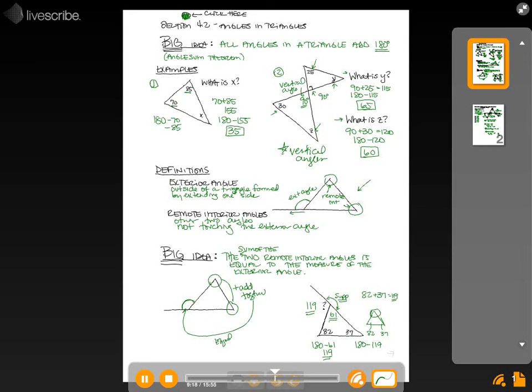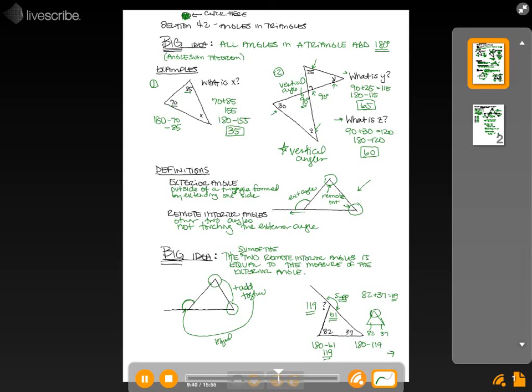Again, the remote interior angle idea is meant to be a shortcut. You don't have to solve it that way. You can do it in two steps. You can find the third angle of the triangle and then do 180 minus that because they're a straight line. And that works also. So whichever way is more comfortable for you, that's the way I want you to solve it. We're going to move on to an example now.